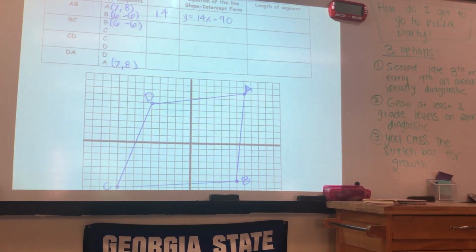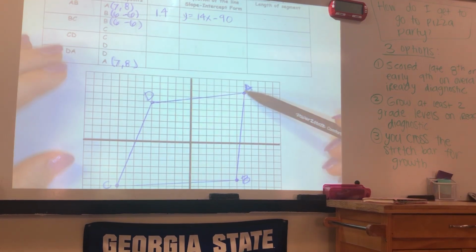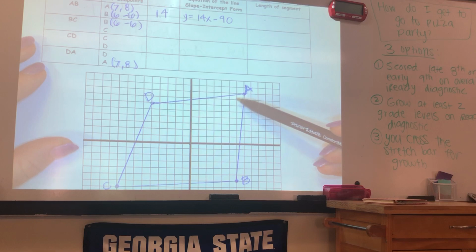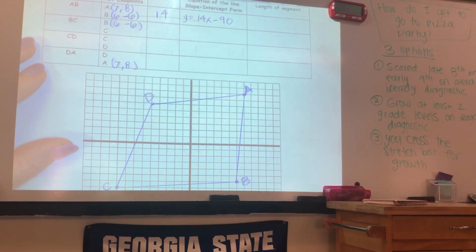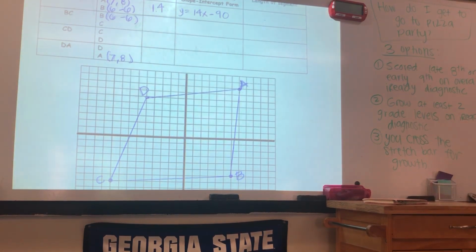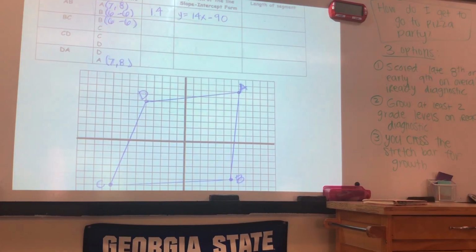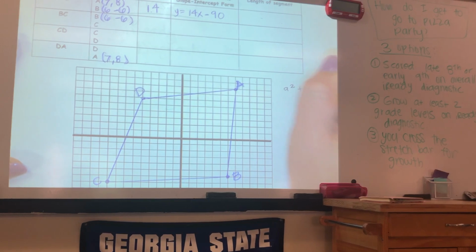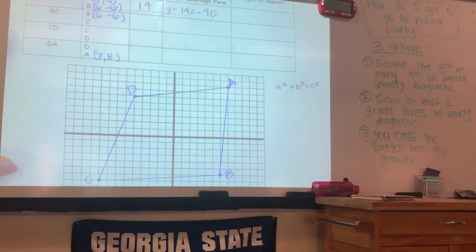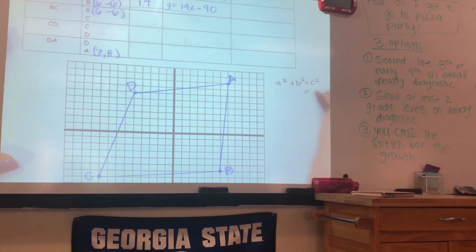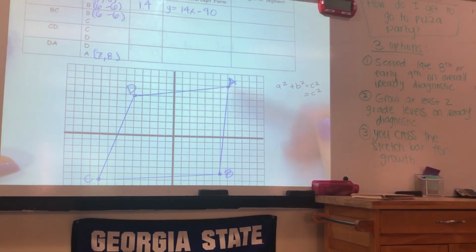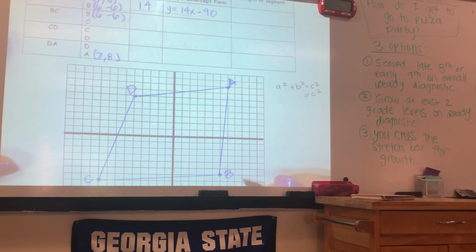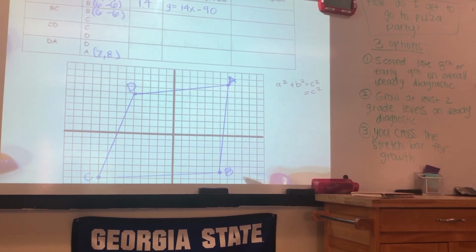So I want to know how long is this line A to B. Unfortunately, it's not going straight up, so I can't just count the boxes. It's a diagonal line, meaning I'm going to have to go way back to first semester and do the Pythagorean theorem. If you don't remember what that is, it's a squared plus b squared equals c squared. What I'm looking for is the diagonal line, which is going to be my c. I'm going to draw a triangle, or I'm simply going to connect the dots with straight lines.